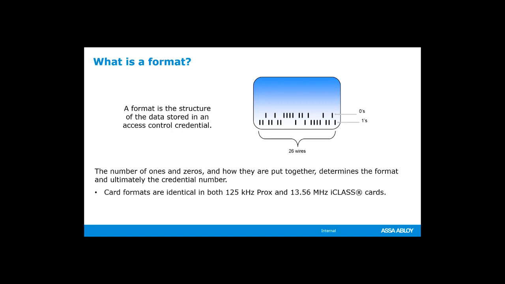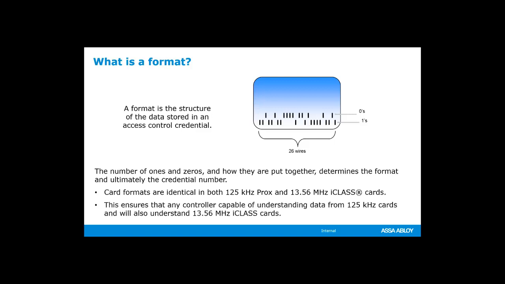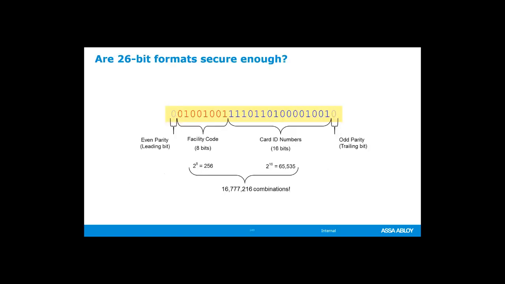The card format is identical for 125 PROX and 13.56 megahertz iCLASS cards. This ensures that any controller capable of understanding a 125 PROX card will also understand a 13.56 megahertz card. This is a standard layout for a 26-bit card. The 26-bit supplies over 16 million combinations. The standard 26-bit format has an 8-bit facility code and a 16-bit ID number.